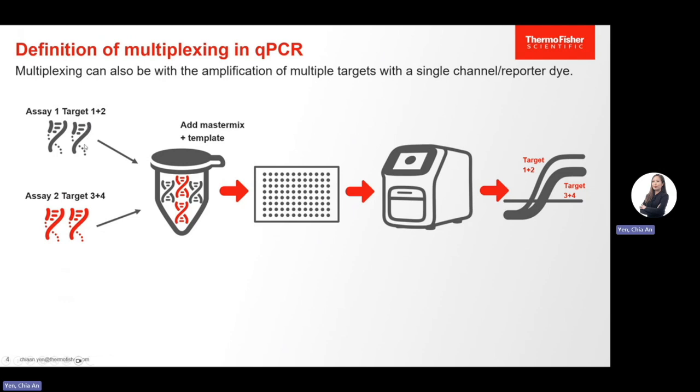For example, if you're trying to detect different targets of a virus to make sure you can catch the presence of that virus without an issue and with more confidence, you might want to combine two targets targeting the same virus for assay 1, and maybe you have target 3 and 4 targeting a different virus of interest. You mix them together with master mix and template, run the qPCR, and you end up with two distinct amplification curves, one for target 1 and 2, and one for target 3 and 4.